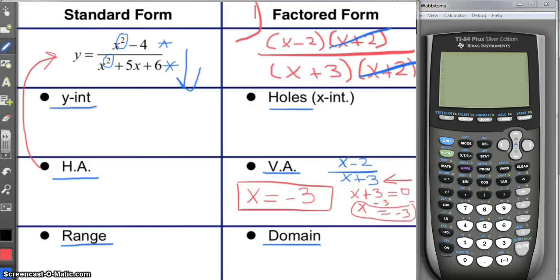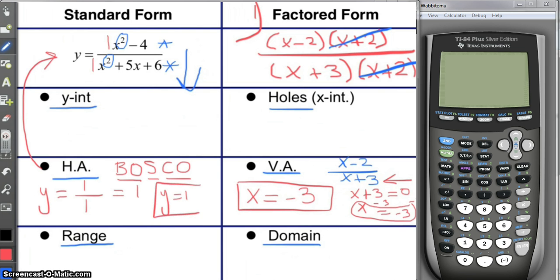Let's go back to our equation over here, our rational expression. Now, as you can see, the higher power on top is 2, the higher power on bottom is 2. So we use BOBO. It means both the same. So you have to find the coefficients. So y is going to be the coefficient of x squared, so that's going to be a 1, over the coefficient of the bottom x squared, which is also a 1. So y equals 1 is going to be your horizontal asymptote.